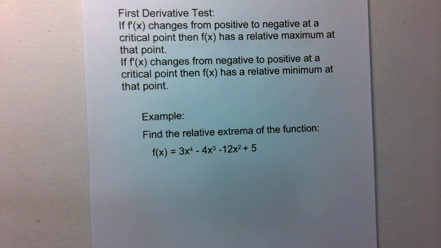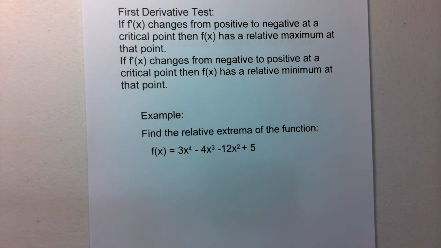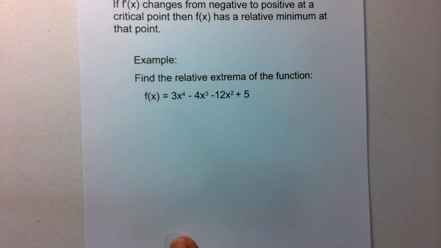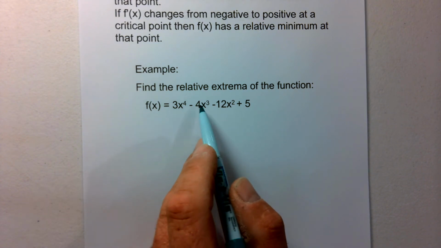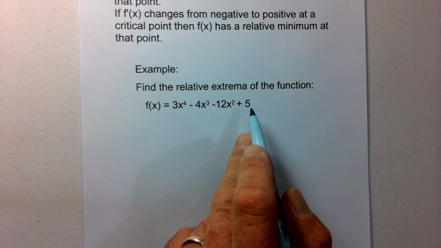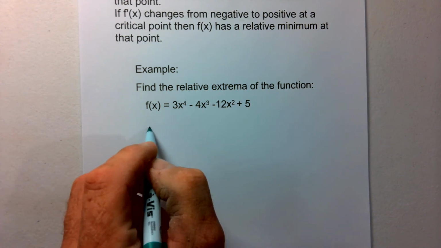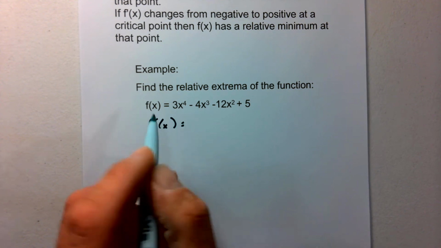So that's going to be important to us as well, especially as we get into what the graphs look like and what the first derivative tells us about the original function. So let's go ahead and start by finding the relative extrema of a given function. We're going to give you f of x equals 3x to the fourth minus 4x to the third minus 12x squared plus 5. First thing we're going to do is go ahead and find our first derivative.